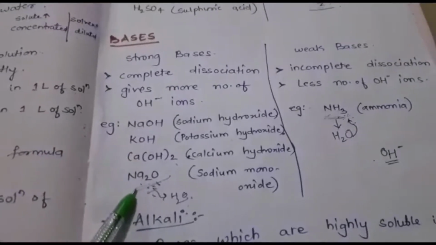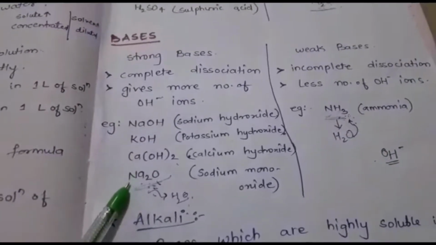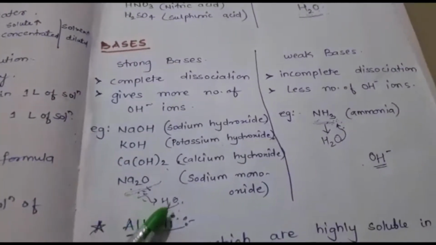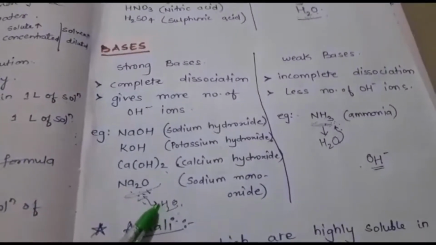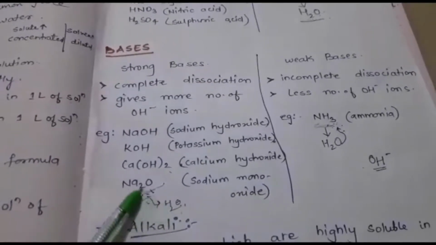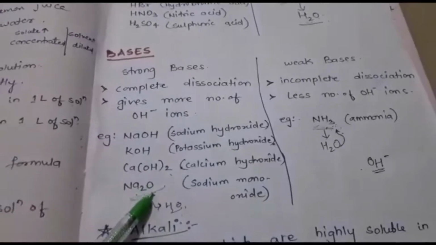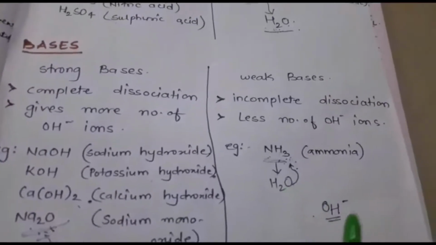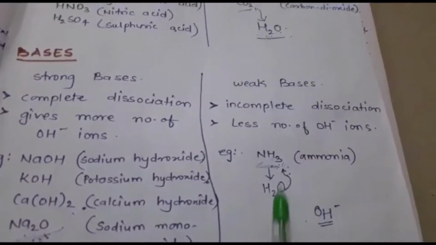Now in sodium monoxide the hydrogen atom is absent. So when this compound is dissolved in water, H2O, the hydrogen from water combines with this oxygen and a more number of OH minus ions are released. In a weak base, there is incomplete dissociation, or a less number of OH minus ions are released.